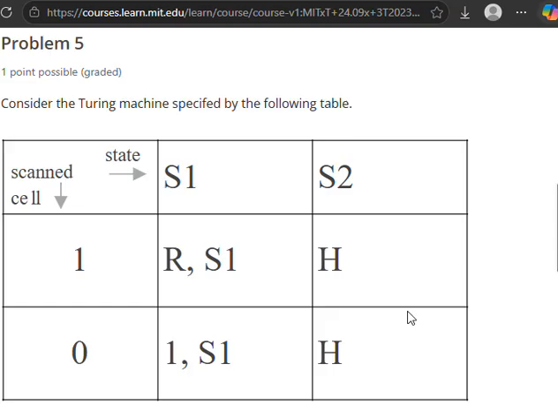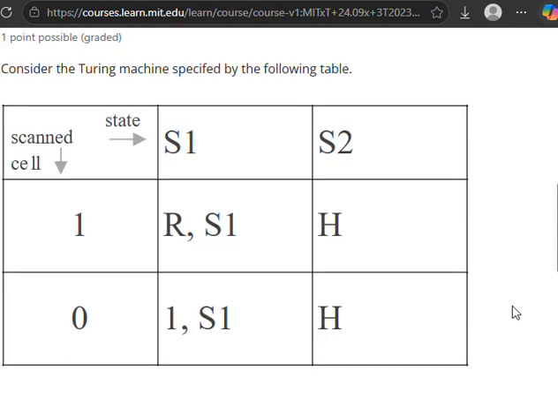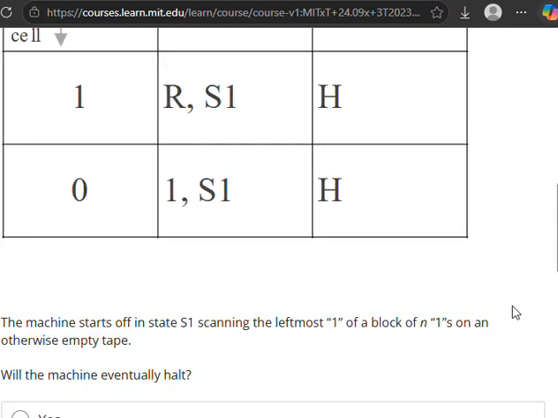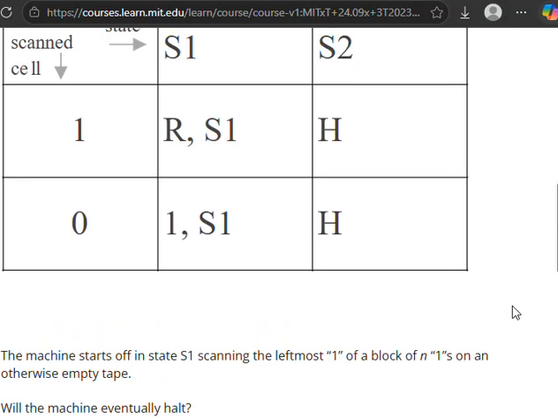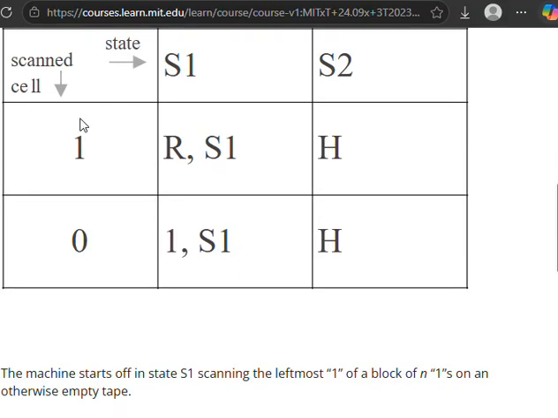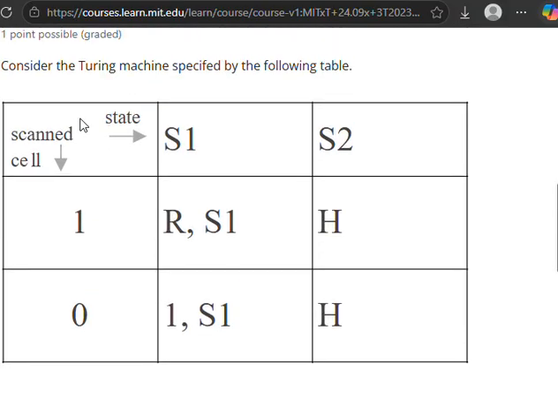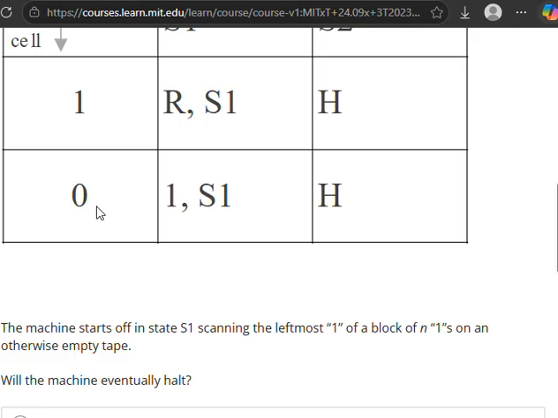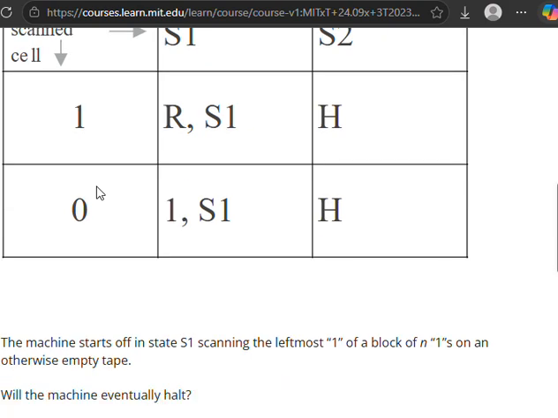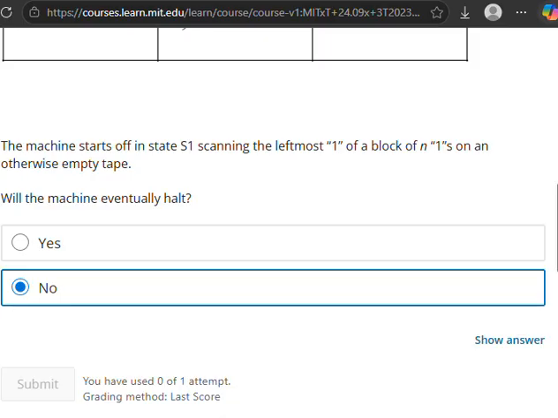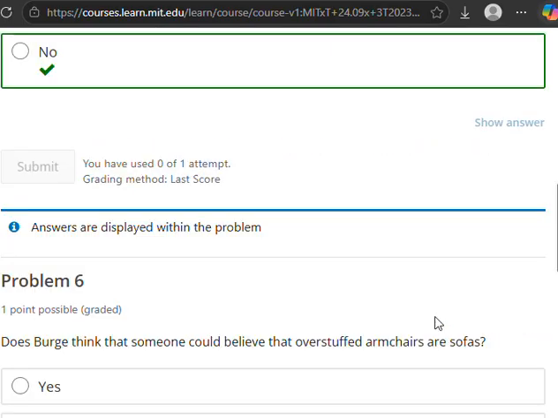Consider the Turing machine specified by the following table. The machine starts off in state S1, scanning the leftmost one of the block of N 1s on an otherwise empty tape. Will the machine eventually halt? I think all machines eventually halt. Ugh.